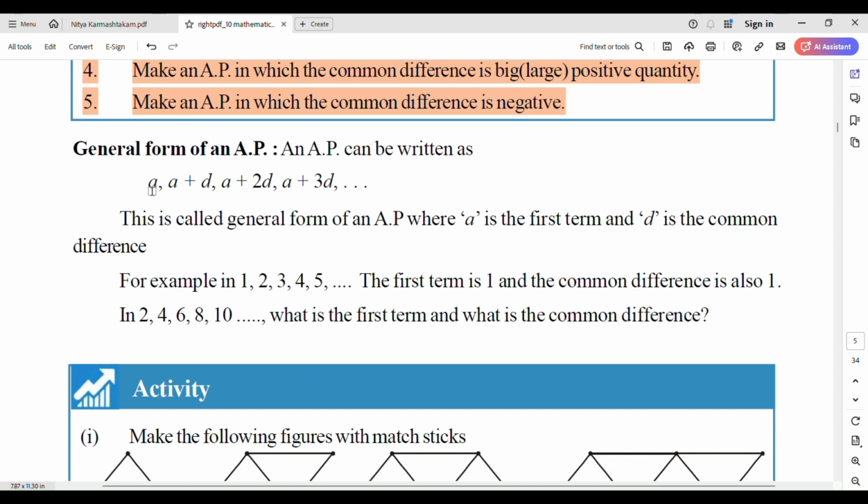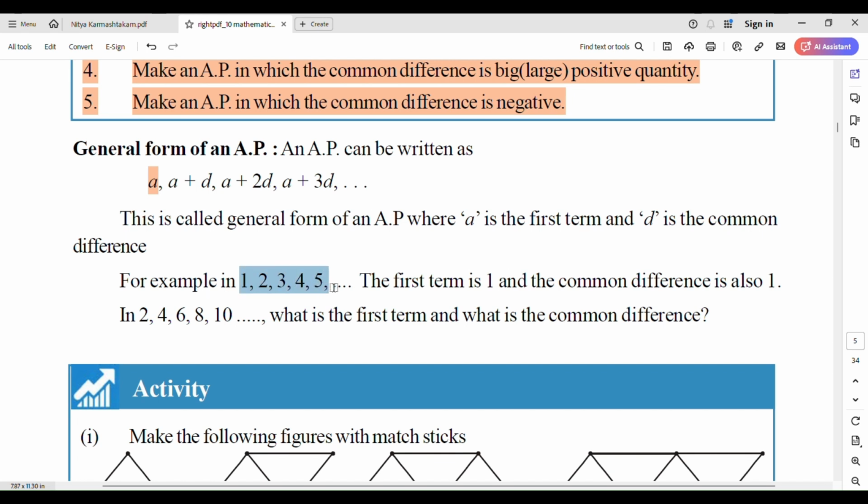Then let's get to the general form of arithmetic progression. An AP can be written as a, a plus d, a plus 2d, a plus 3d. What is this d here? It means I have a common difference d between two consecutive numbers. So I'm just adding d to the previous one. If I take the first as a, the next one will be a plus d, and the next one will be plus d to the previous number, right? So a plus 2d, a plus 3d, and so on. So this is the very general form of an arithmetic progression, where a is considered the first term and d is the common difference.